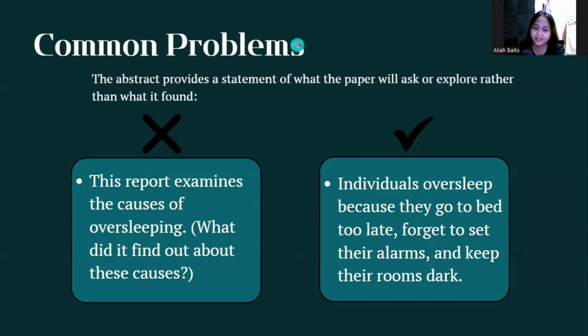Now, I'd like to add this one because these are the common mistakes that others do when writing abstracts. First common problem is that the abstract provides a statement of what the paper will ask or explore rather than what it found, and it's wrong. Try to look at this example. It's wrong to say that this report examines the causes of oversleeping kasi magtatanong pa rin tayo ano yung causes na yon. And di ba nga sa abstract dapat nandiyan na yung gist or summary ng lahat? So instead, you can write this, and I quote, individuals oversleep because they go to bed too late, forget to set their alarms, and keep their rooms dark.